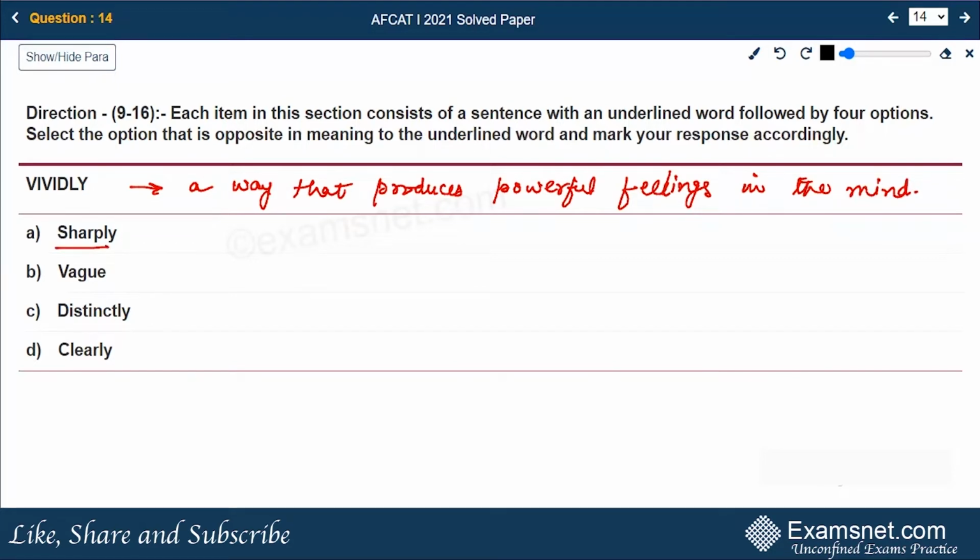Sharply, do you know what you mean by sharply? It means something which is very sharp, very clear. Vague means to be uncertain or unclear, to have an uncertain or unclear character or meaning.